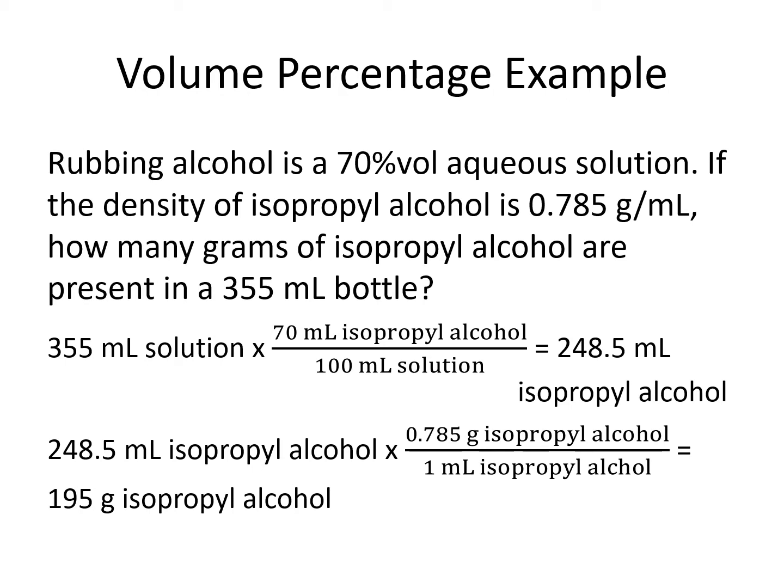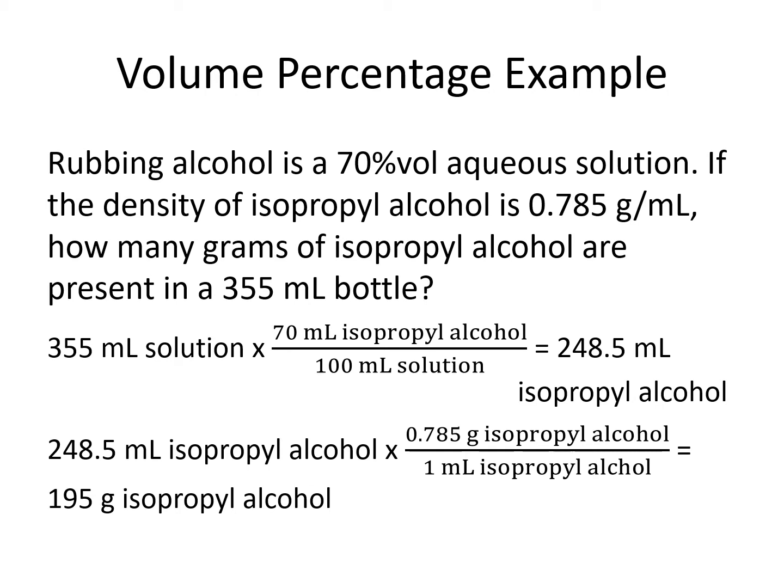We want to find how many grams of isopropyl alcohol are in a 355 milliliter bottle of rubbing alcohol, which contains both isopropyl alcohol and water. Our first step is taking our known quantity, the volume of the solution of rubbing alcohol, and using our percent by volume of rubbing alcohol to find how many milliliters of isopropyl alcohol would be in that bottle.